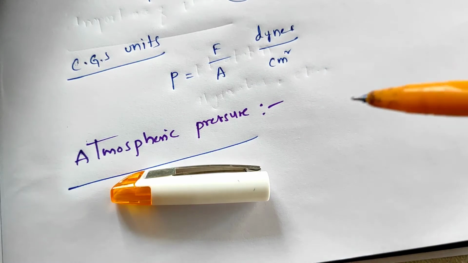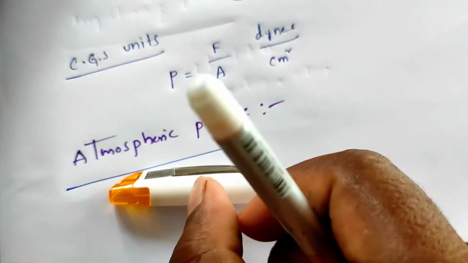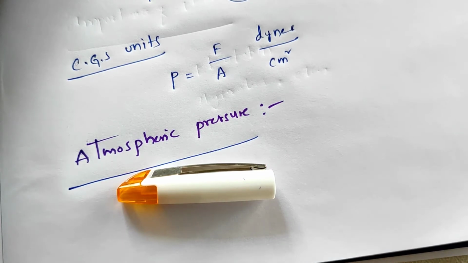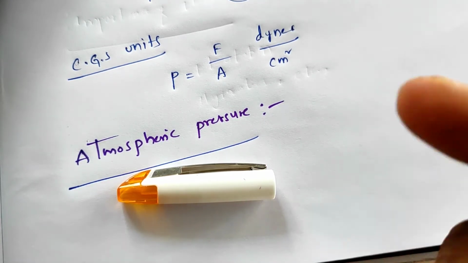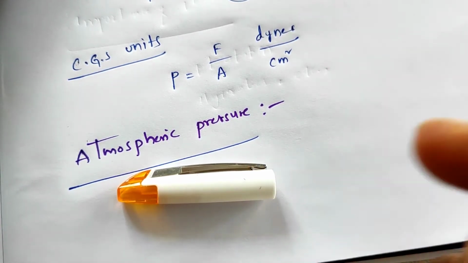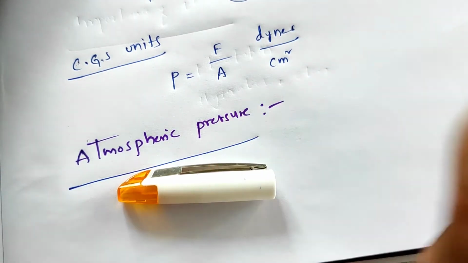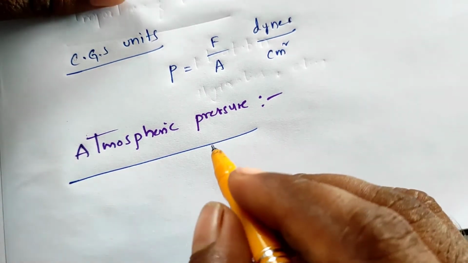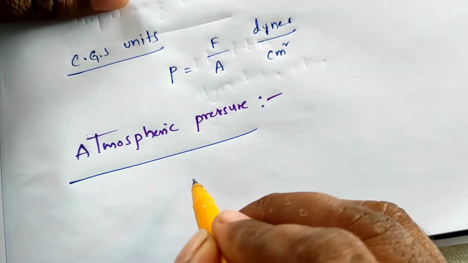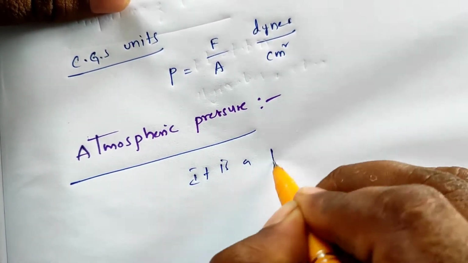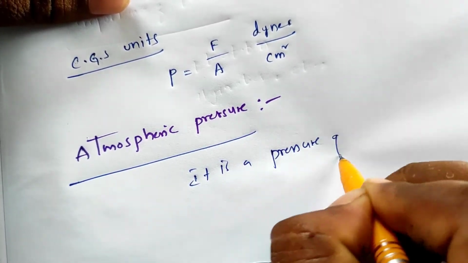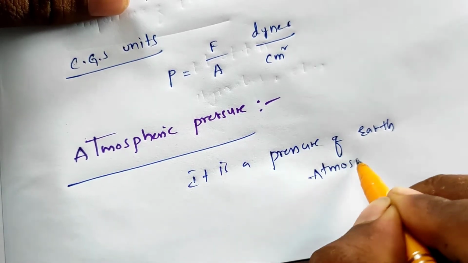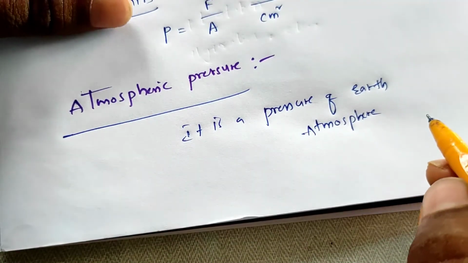So the molecules coming like this exert a force F on area A, and force per area gives pressure. Who is applying this force? This force is applied by air molecules, the atmosphere. That is why we call it atmospheric pressure. So it is the pressure of the earth's atmosphere.